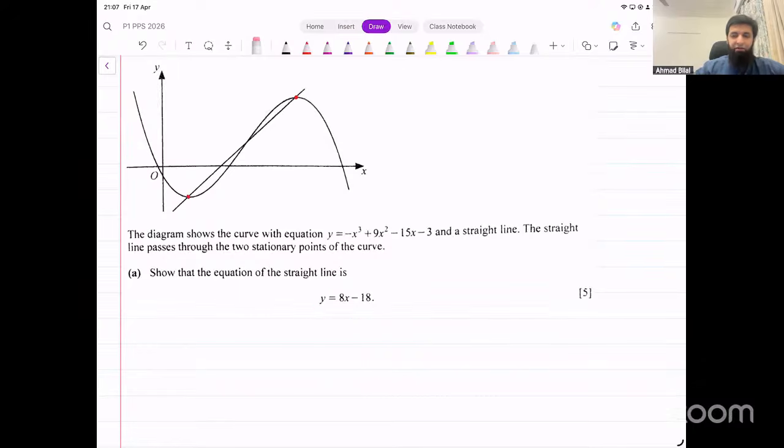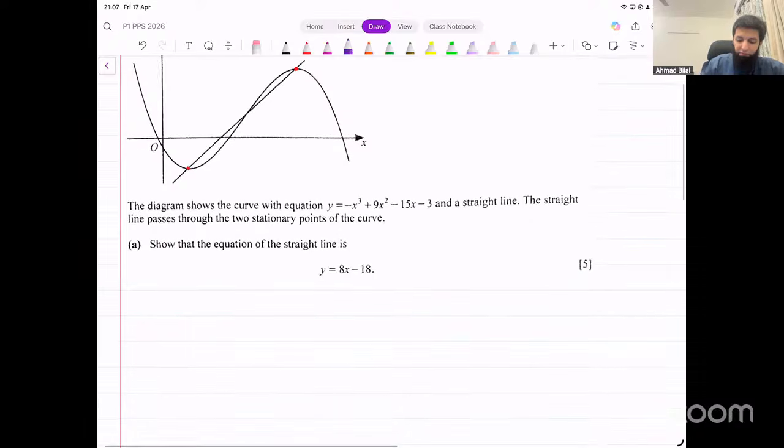Now, how do you find the equation of any straight line? We need two things for that: the gradient and any one point on the line. Now, how can we find that? We can find the stationary points, right? We would have 2 points on the line, then we can find the gradient as well. Let's find the stationary points first of all for the curve.